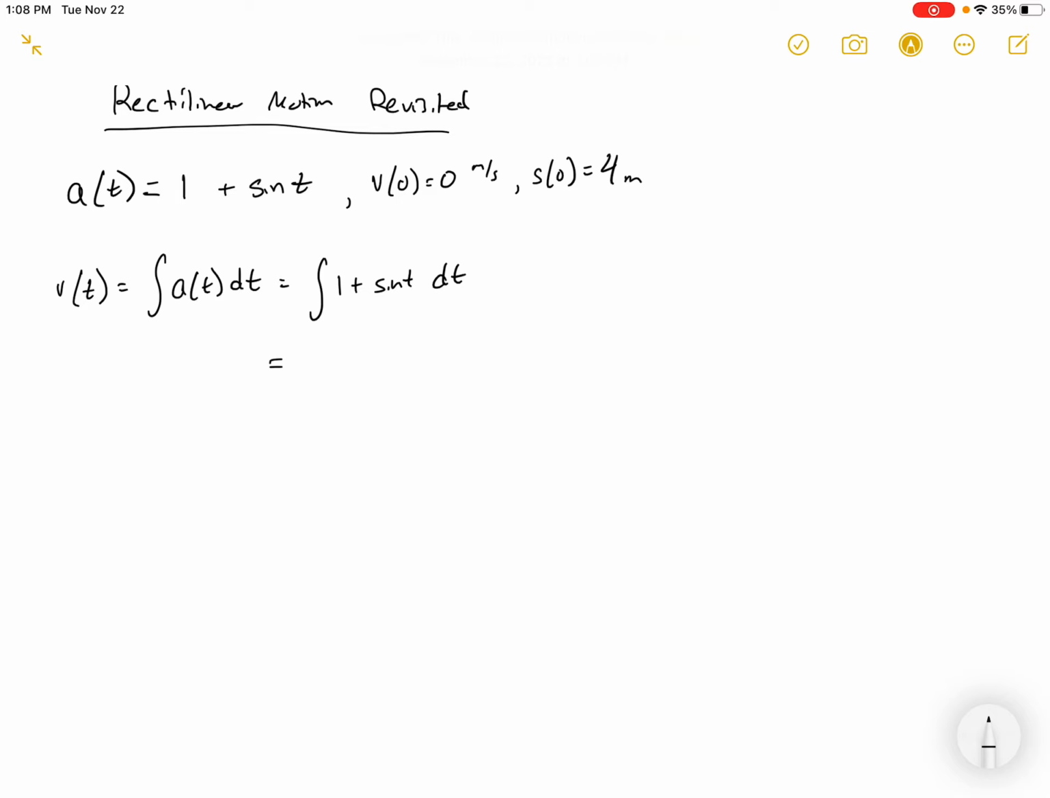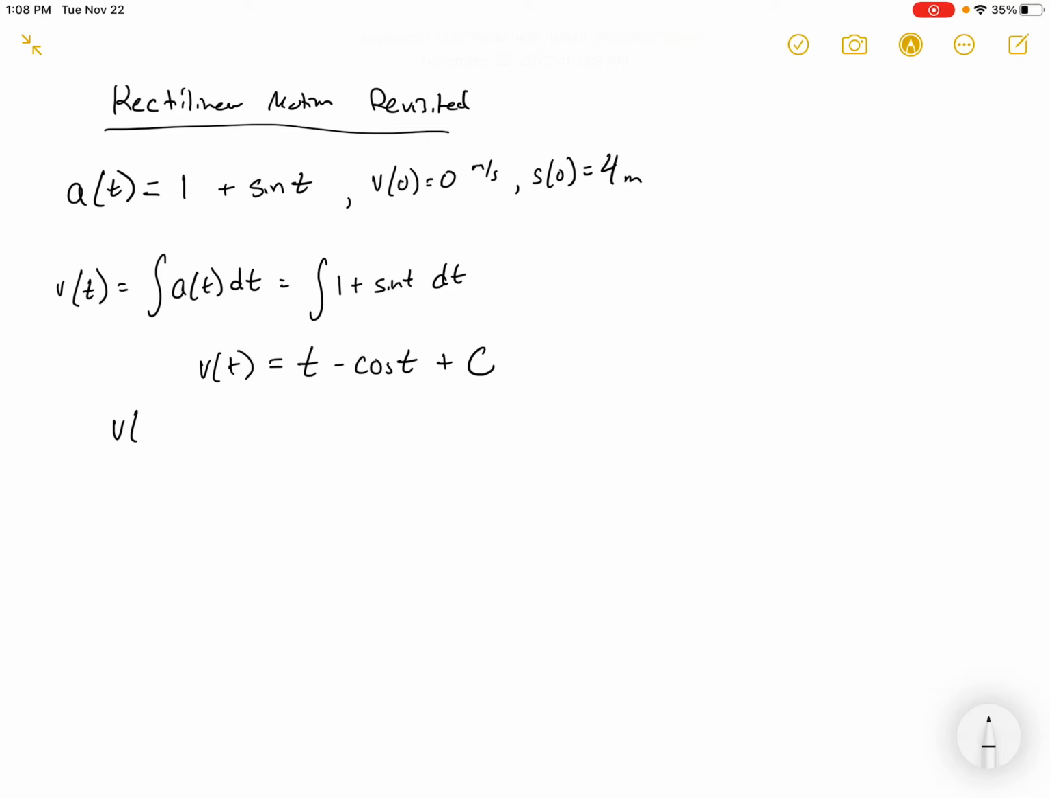The antiderivative of 1 is just t. And the antiderivative of sine t, what has a derivative of sine t? Well, of course, that's just negative cosine t. And then we have this plus c, and this is my velocity function. Well, how do I find c?